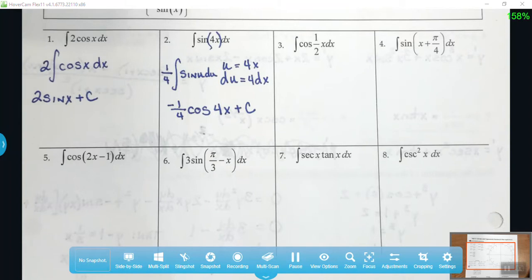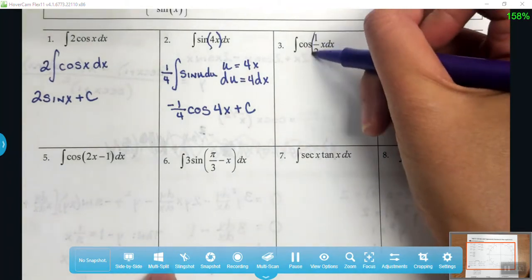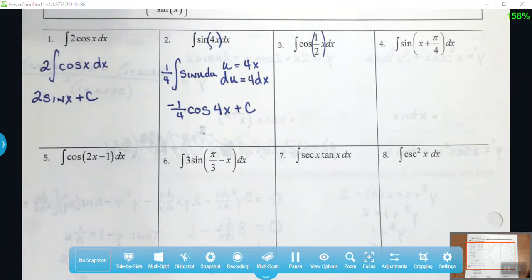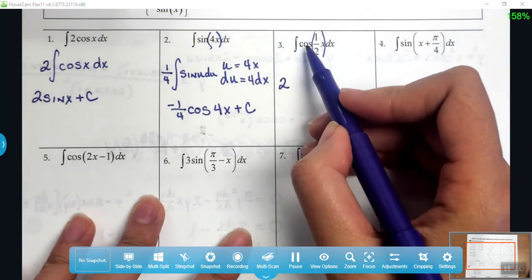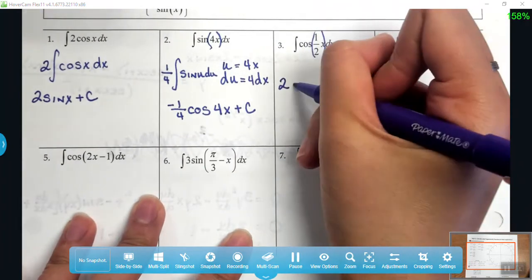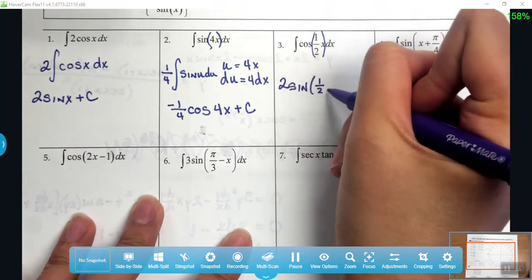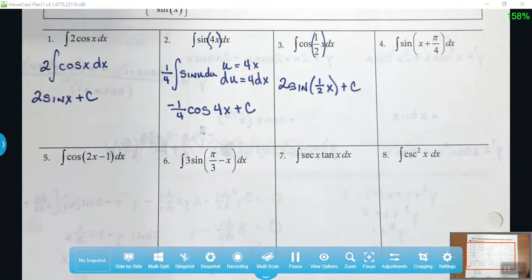So use your head. Let's do number 3 together. So the 1/2 x is here. If u was 1/2 x, don't write it down. So if u was 1/2 x, what would du be? 1/2 du. So what would I have to bring out in front? A 2, and then integrate cosine, which is sine. 2 sine of 1/2 x, and then plus c. Do you see what I'm saying? So try to do it without doing all the u sub stuff, but if you need to, go ahead. But it's best if you don't have to.